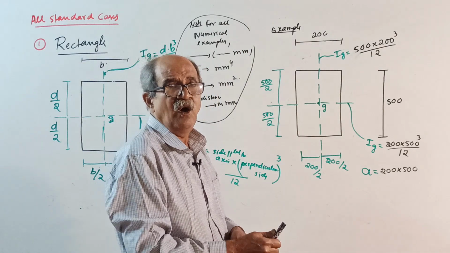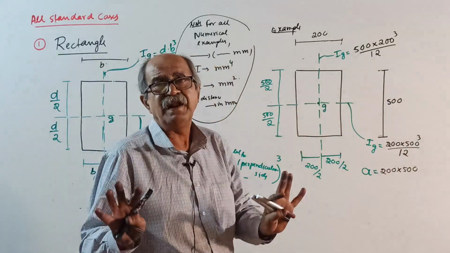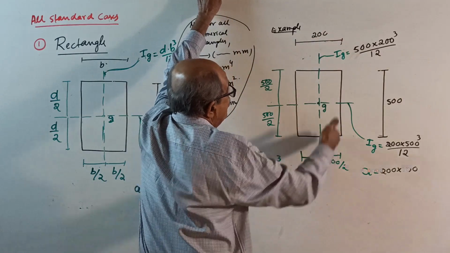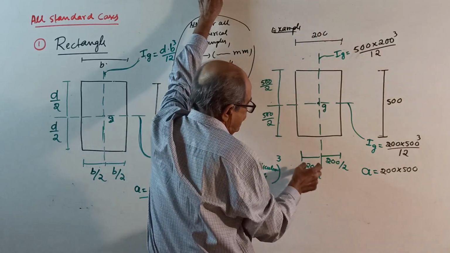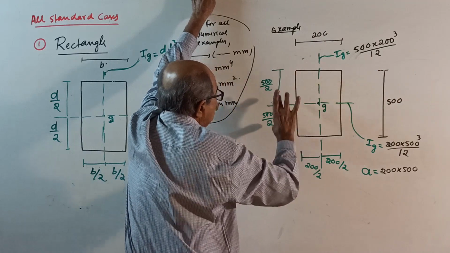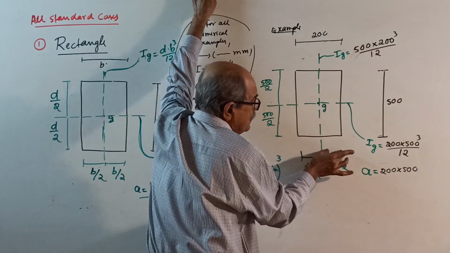Consider a rectangle of horizontal side 200, vertical side 500. You write that way. Start. See, this is 500. So therefore, this is one centroidal axis. 500 means, see, 500 here. 500 by 2, 500 by 2. 200, 200 by 2. How much is not required?